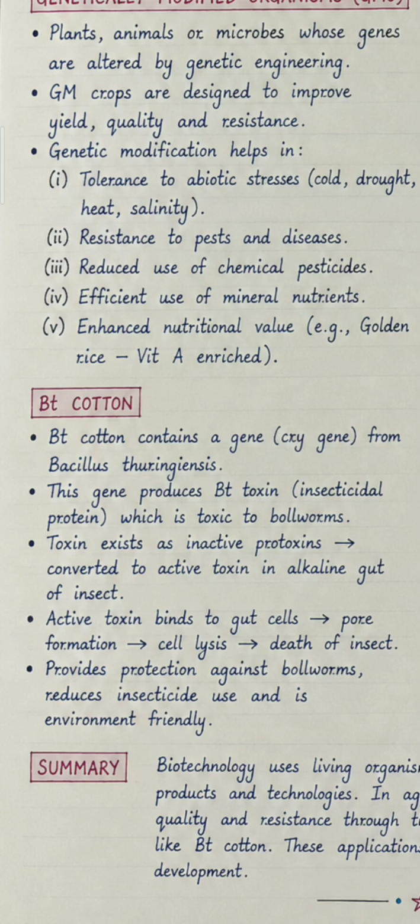Actually, the Bt toxin protein exists as an inactive protoxin, but once an insect ingests it, it is converted into the active form of toxin due to the alkaline pH of the gut, because it's soluble as crystals. The activated toxin binds to the surface of the midgut epithelial cells and creates pores, causing cell swelling and lysis, and eventually death of the insect.